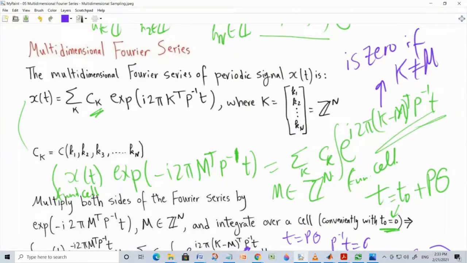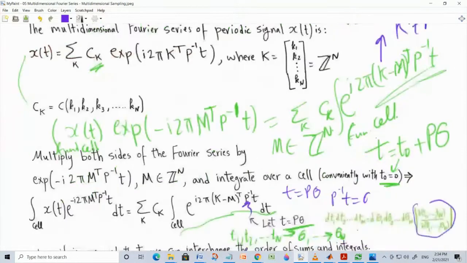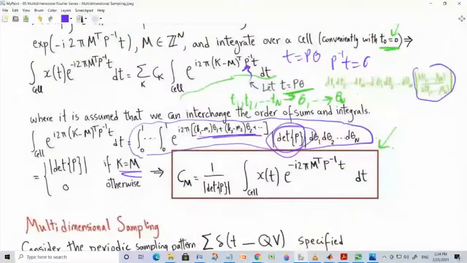So you have an infinite number of terms here, one for each possible k vector, but for all those vectors, if k does not match m, then you get a 0. But if k is exactly equal to m, then this integral will give you the absolute determinant of matrix P, and so each Cn coefficient is given by this.